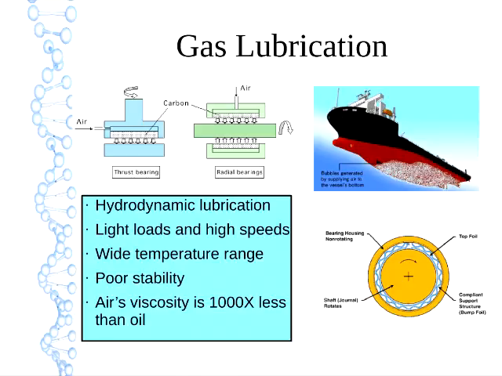So there can be all sorts of bearings. You've got journal bearings. You can have radial bearings, thrust bearings. One of the interesting things I've seen is that with some of the most advanced ships, they're actually having gas lubrication on them, putting a layer of bubbles, gas, in between the surface of the hull and the ocean.